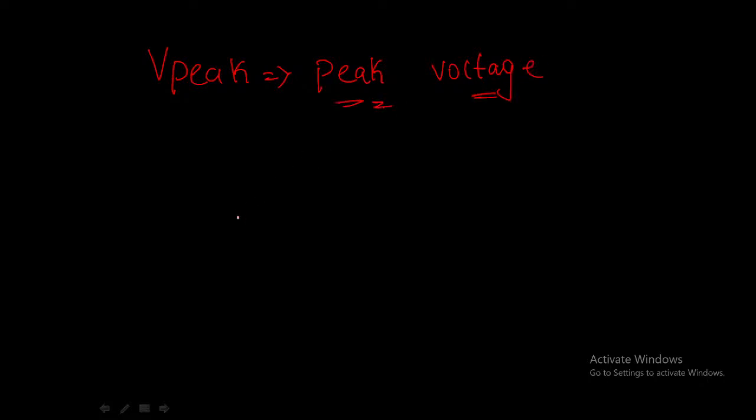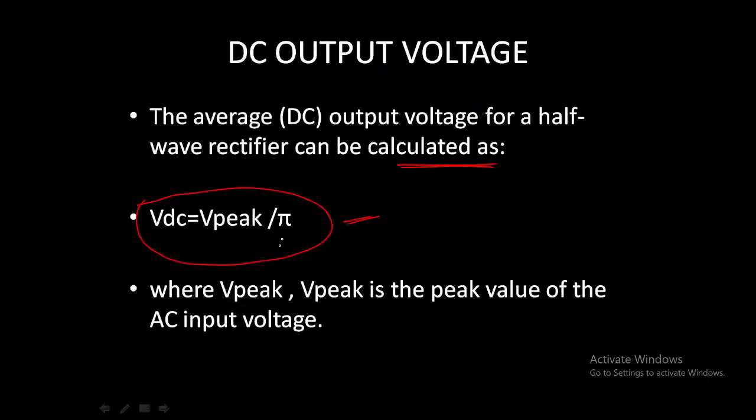What is this peak voltage? For example, this is the output we are getting from a half wave rectifier. The peak voltage is the highest voltage of this particular signal. This is the peak voltage, Vp. Divided by pi, we get the output DC voltage or average voltage. This is how we find the DC output voltage.